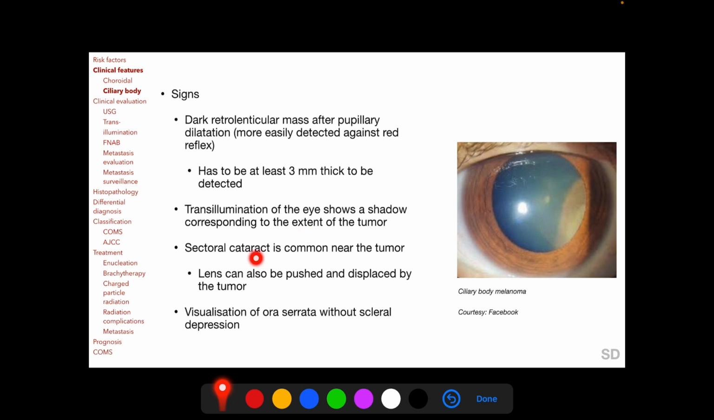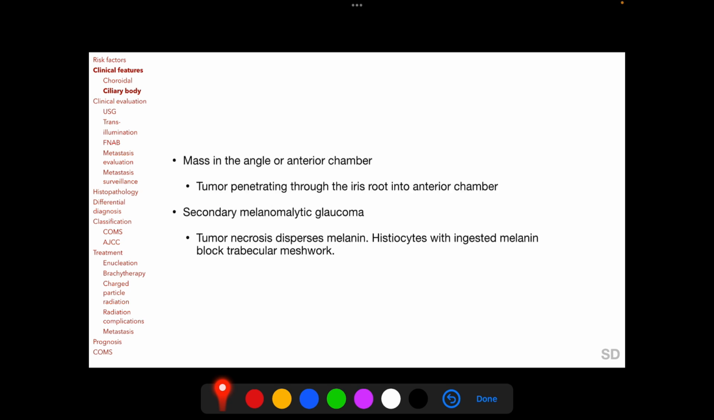Sectoral cataract is common near the tumor, and the crystalline lens can also be pushed and displaced by the tumor. Visualization of the overlying ora serrata without scleral depression is also a sign of a ciliary body mass. The ciliary body tumor can penetrate through the iris root into the anterior chamber and become visible as a mass in the angle on gonioscopy or in the anterior chamber.